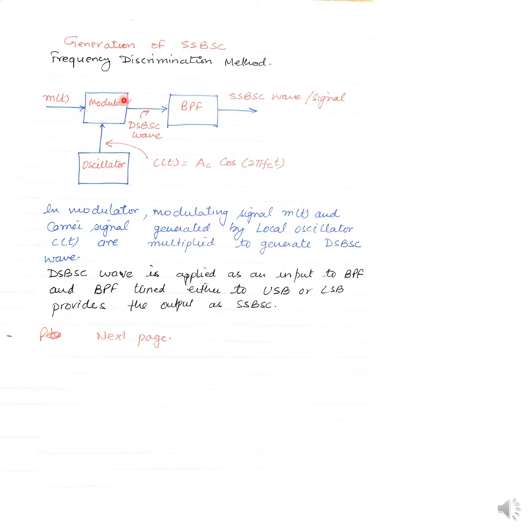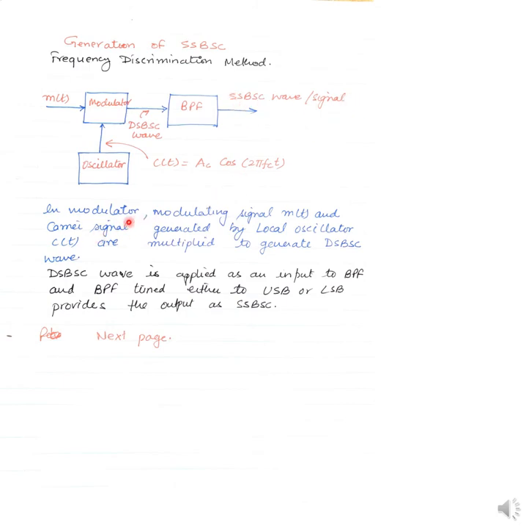So we are multiplying them in the modulator, and a DSB-SC wave is generated, which is passed through a band pass filter. Why are we using a band pass filter? Because we want to remove either the lower sideband or the upper sideband. So one of them will be used, and then we will get the SSB-SC wave as the output signal.